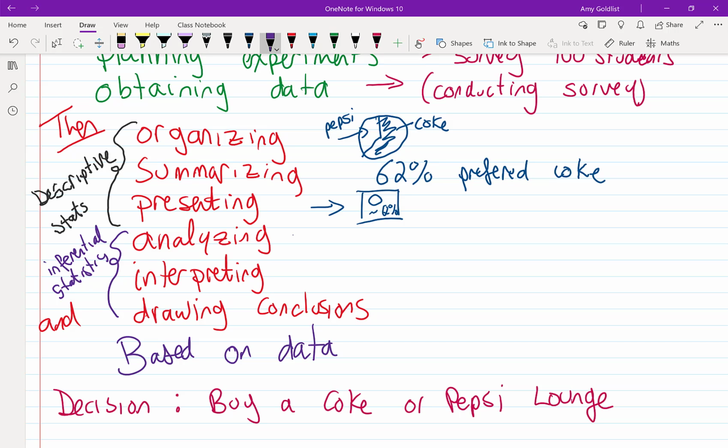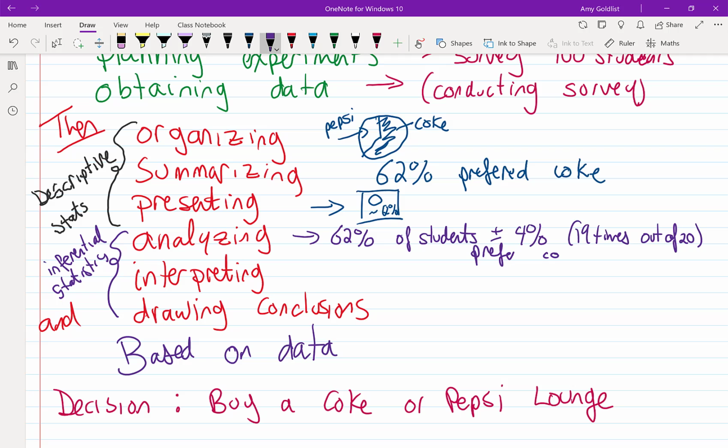Here, I might write a sentence like 62% of students plus minus 4%, 19 times out of 20, we'll talk about this later, prefer Coke. And now I'm going to make an interpretation. What I can interpret is that Coke is more popular. That is an interpretation. I'm saying I've done my sample. More people in my sample picked Coke over Pepsi, so probably, sort of, in general, Coke is a better choice.